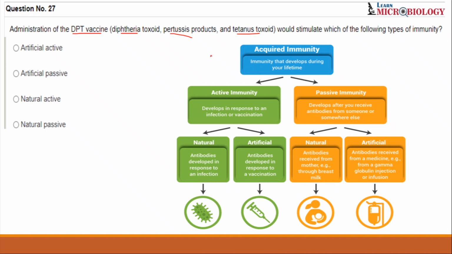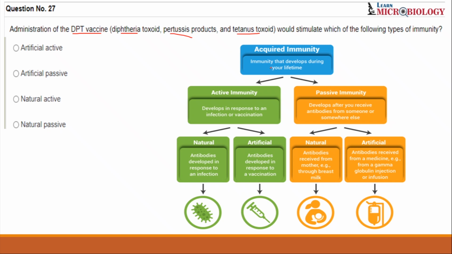But let me just revise it for you. We know immunity is of two types. One is your innate immunity and second is your acquired immunity. Innate immunity is what? It is not specific to us, and we have studied a little bit about innate immunity in the previous videos. In case you haven't watched your previous videos, I will leave that link in the description box. Let's move to the next, which is acquired immunity.